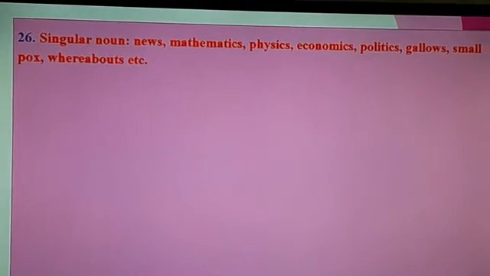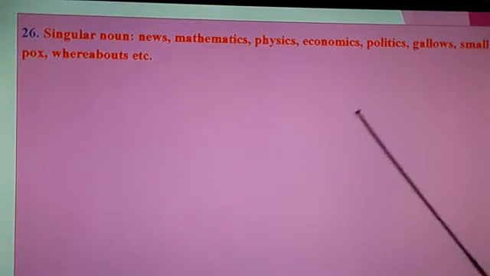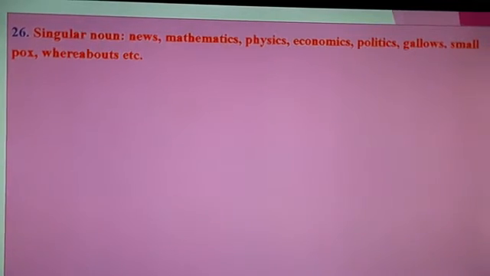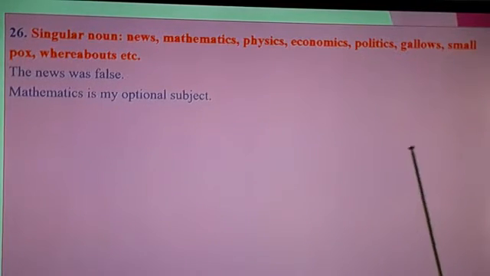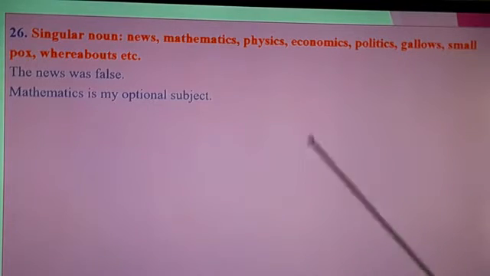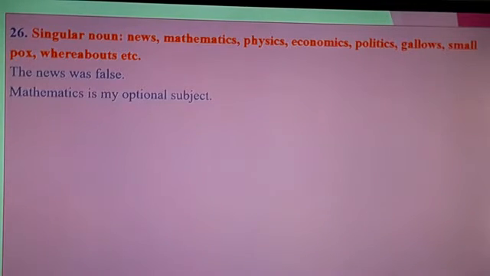Alright, dear students, you will find some words that seem plural to you because there is an s. But be careful about that. They are singular nouns. So what are they? News, mathematics, physics, economics, politics, gallows, small stocks, whereabouts. If they are singular, then you have to take singular verbs. Have a look. The news was false. So be careful. No news means good news. But they are singular. And mathematics is my optional subject. We know mathematics, but this is singular. You have to take a singular verb, that is, not "are".